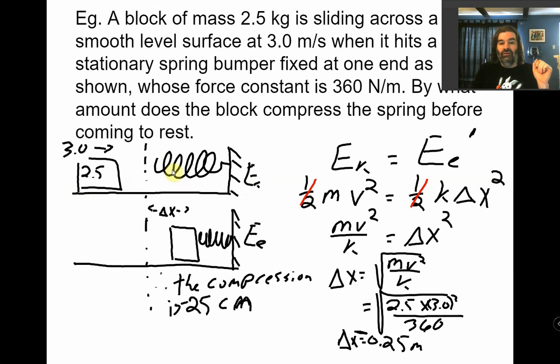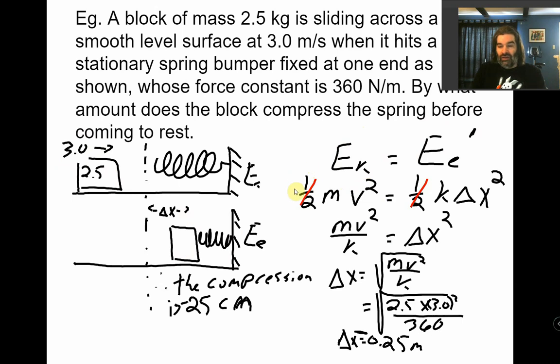So let's say you have a block of mass 2.5 kilograms sliding across a table and it hits a spring. It's moving at 3 meters per second when it hits the spring, and we want to know how much it compresses the spring, because ideally we want the other car to stop before it gets to where you are in your car. So we know the block has kinetic energy, and we know conservation of energy: the kinetic energy before, for it to stop, has to be the elastic energy after.